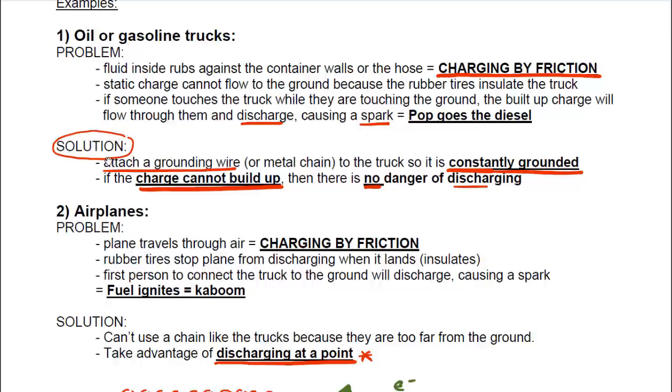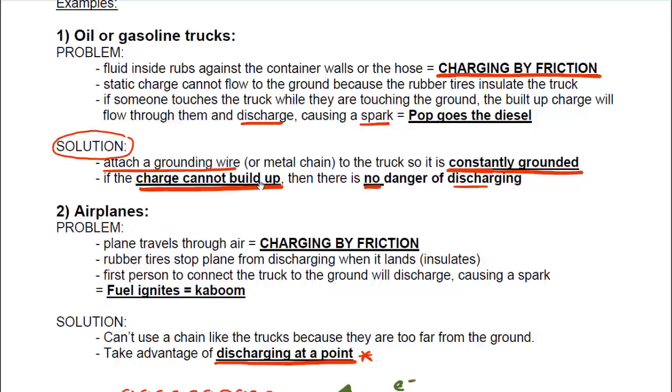Well, the solution is to attach a wire. Sometimes you've seen, driving past cars or trucks, a metal chain dragging on the ground. Well, it wasn't because the guy had forgotten to hook up his chain, although I'm sure that happens sometimes. But that piece of metal that is attaching the truck to the ground is doing it so that as the charges are happening, as you're getting the sloshing of the fluid against the container wall and it charges by friction, you don't build up a charge because any extra charge immediately goes to ground.